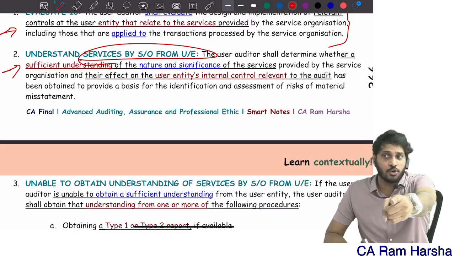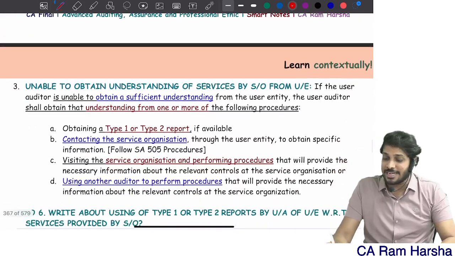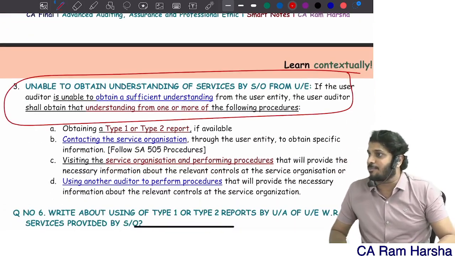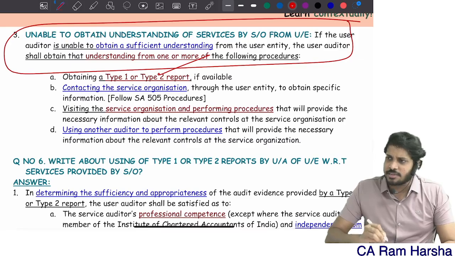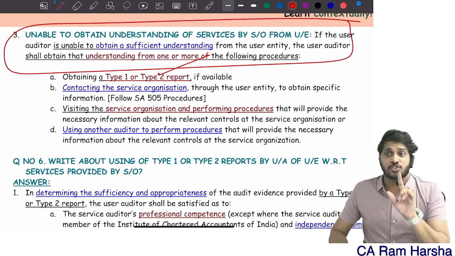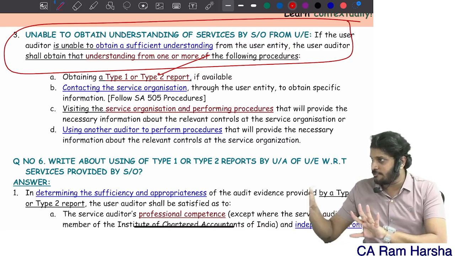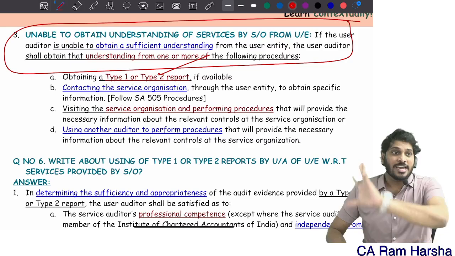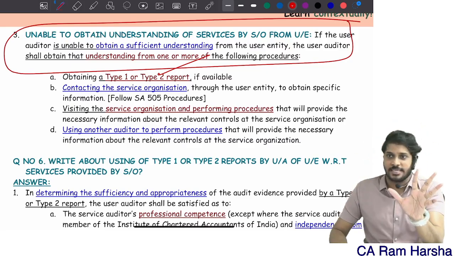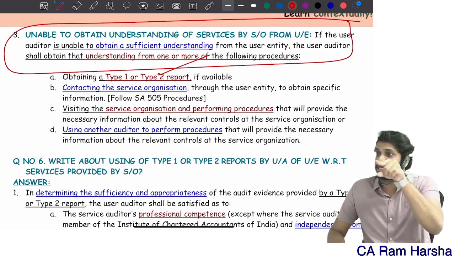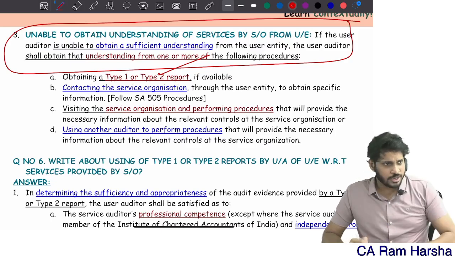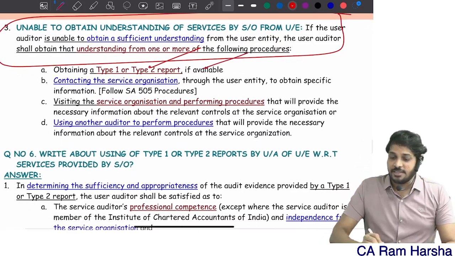You should understand. How do you understand? Ask the user entity first. Suppose the user entity is not able to give you a full clear picture, then do one thing: ask them for the type 1 or type 2 report. Type 1 report is called the SOC1 report. Type 2 report is called the SOC2 report. In SA 402, we use the words type 1 and type 2. International ISA 3402 uses the words SOC1, SOC2. You're getting the point? So obtain the report.